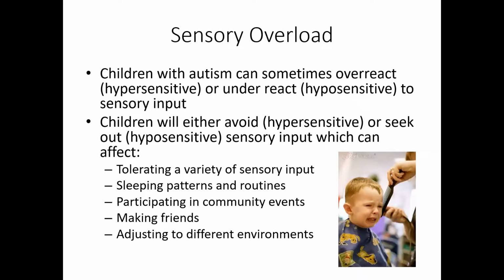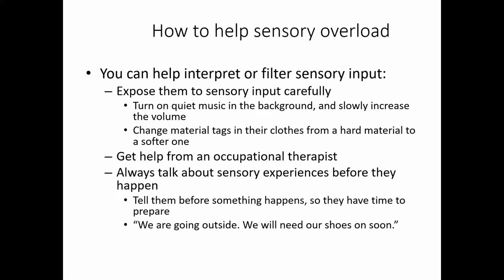Children with autism can sometimes overreact, being hypersensitive, or underreact, being hyposensitive, to sensory input. Children will either avoid or seek out sensory input, which can affect tolerating a variety of sensory input. It can affect their sleeping patterns and routines, participating in community events, making friends, and adjusting to different environments. So you can help to interpret or filter sensory input for children.